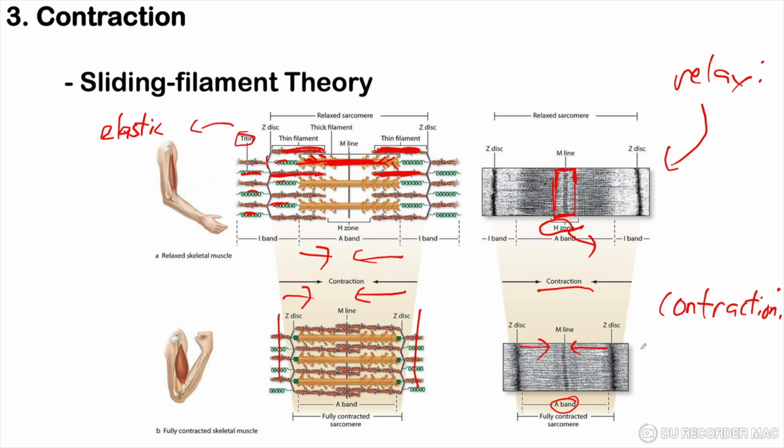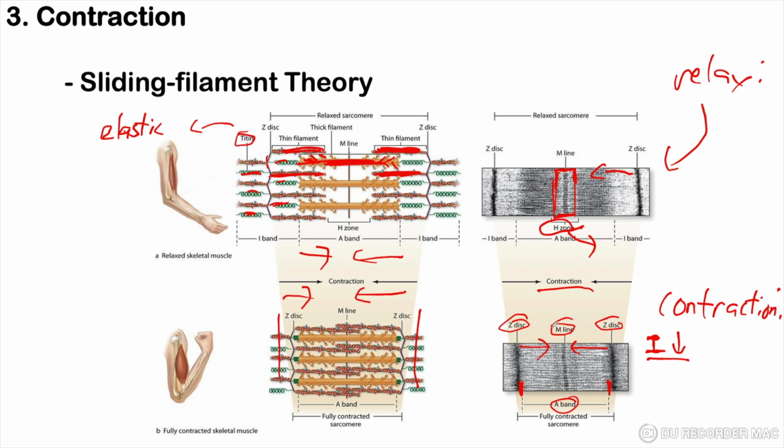Okay? Yung I-band mo, pag fully contracted, nawala, parang nawala si I-band mo, di ba? Pero si A-band, andyan pa rin. Parehas pa rin yung length niya. Si I-band mo nagsushorten kasi nga, nag-slide pass-through, di ba? Pero yung A-band na yan, parehas pa rin. Si Z-disc mo, parehas pa rin. Si M-line mo, andyan pa rin.